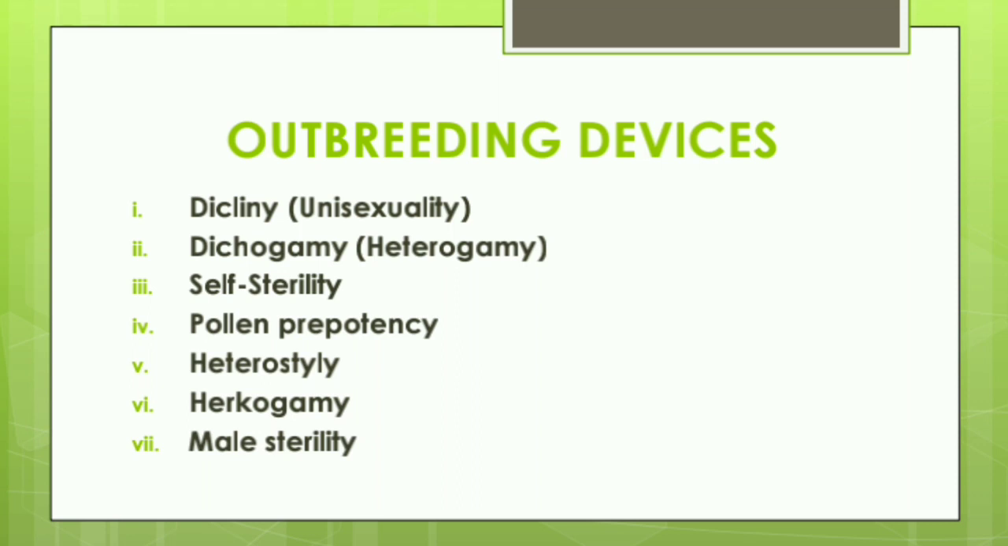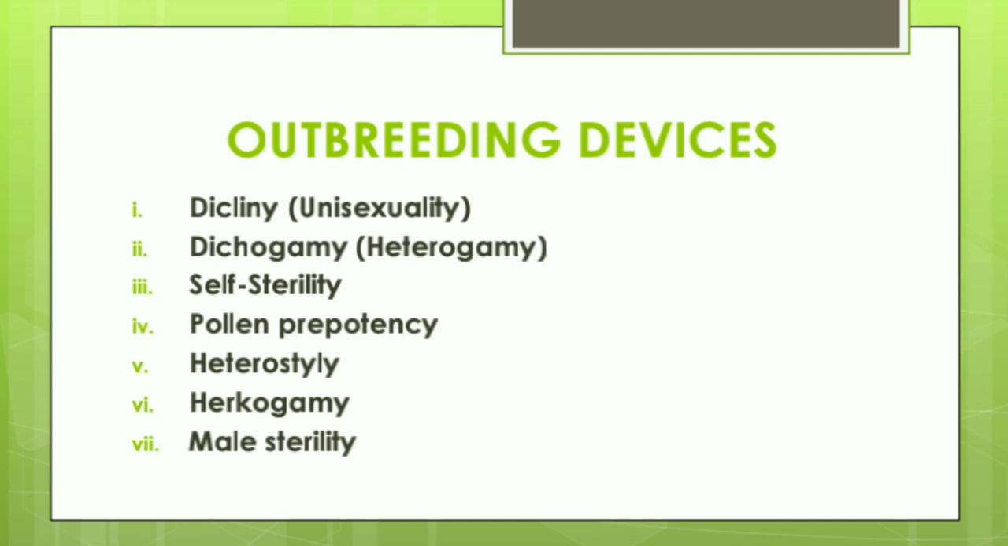The second one is dichogamy. It is also known as heterogamy. Here in this case, it is structurally bisexual but functionally unisexual because anther and stigma mature at different times. Obviously, there is no synchronization between pollen release and stigma receptivity. It can be again divided into two types.